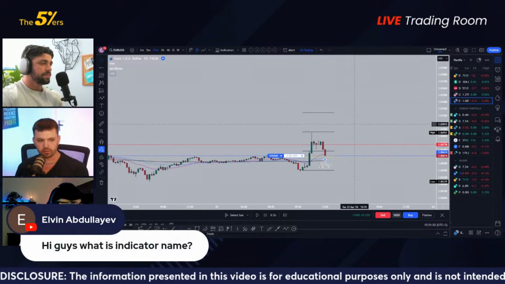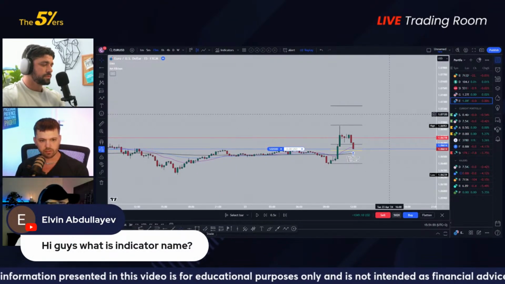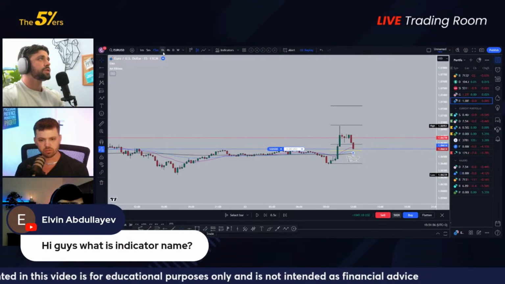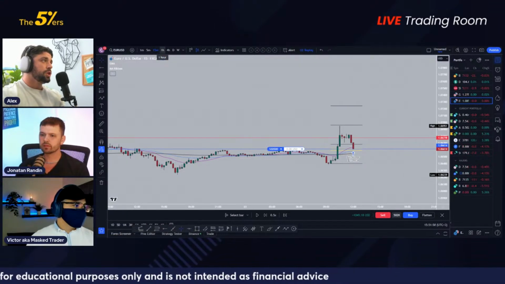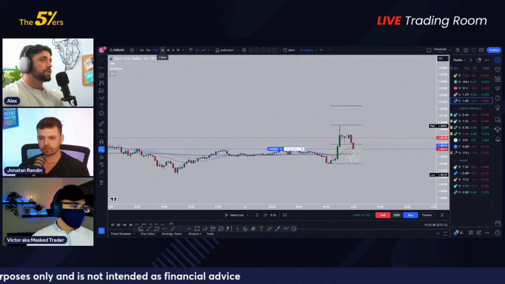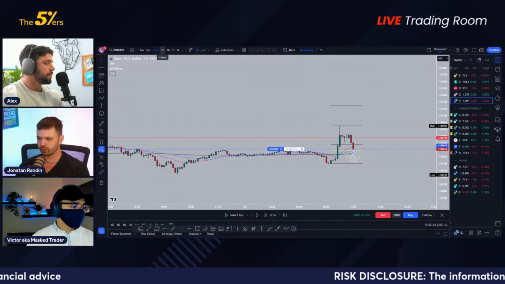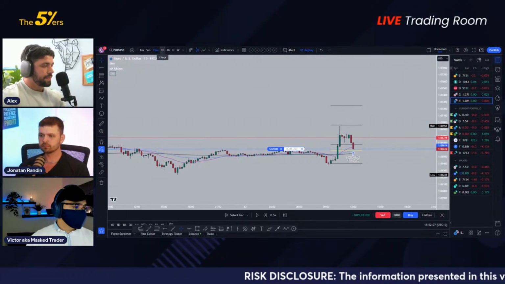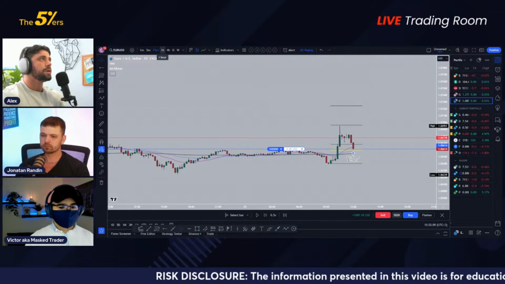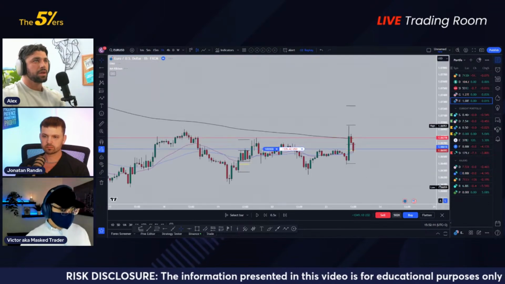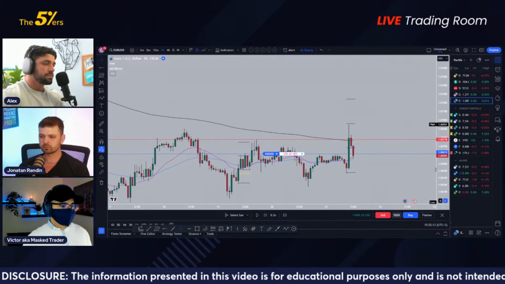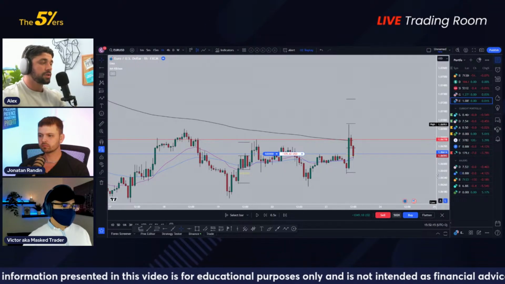We've got Alvin asking what the name of the indicator is. This is just the EMAs. It's just exponential moving averages. The 21, 50, 200. 200 is your base. 21 is your fast moving average for lower time frames, and the 50 is in the middle of all of those. You can use the same strategy on the 1 minute time frame.